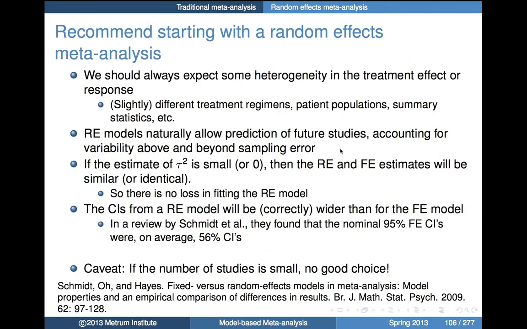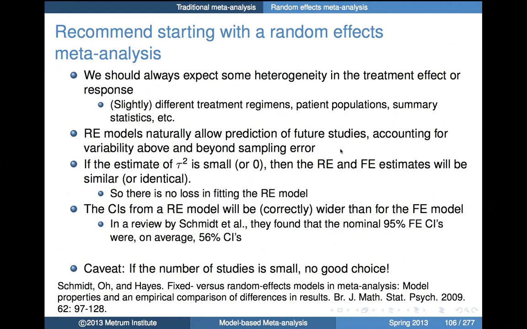And interestingly, there was a review by Chris Schmidt and colleagues in 2009 that compared fixed effects analyses versus random effects analyses, and they looked at the nominal coverage of 95% confidence intervals. They were able to demonstrate that on average those nominal 95% confidence intervals from fixed effects models only had about 56% coverage, as compared to the nominal 95%. So that tells you right away that those fixed effects confidence intervals are too small. So again, that's another reason for moving towards random effects models, to get the correct width and the expected coverage of those confidence intervals.